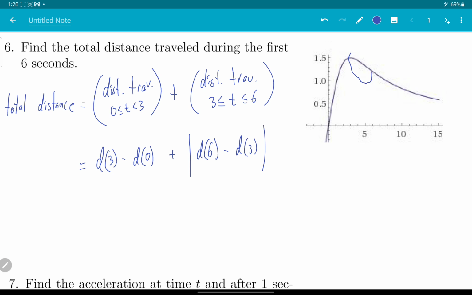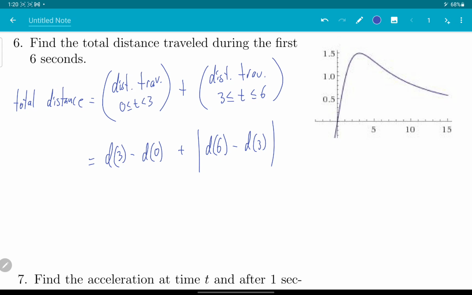So here I'm moving forward and I cover some distance. And here from 3 to 6, I'm moving backwards, but I want to count that distance with a plus, right? I don't want to have any cancellation of numbers here. So my absolute value is essential because this rectangle will be negative.